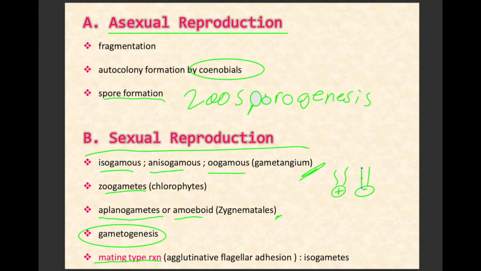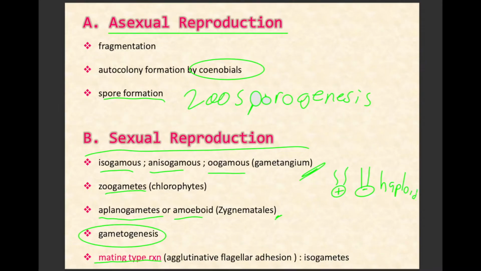So usually these are haploid, right? So these are haploid organisms, or haploid representatives. And usually you have a positive and a negative different mating type here. And what will happen is these two, your positive and negative different mating type, will fuse their flagella together with each other. So mag-interact yung mga flagella nila, yung agglutinative flagella, flagellar adhesion.